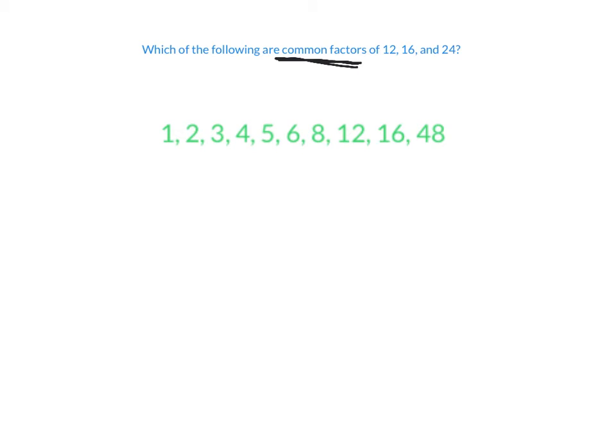And now with common factors, just like with the common multiples, I could eliminate some numbers because they were bigger. Factors are smaller than the numbers. So I can eliminate 48 and 16 because they're both bigger than 12. Now, I know that 1 is always a factor of every single number because you can multiply anything by 1. I know 2 will go into 12, 16, and 24 because they're all even numbers.